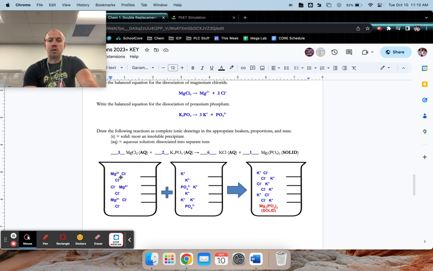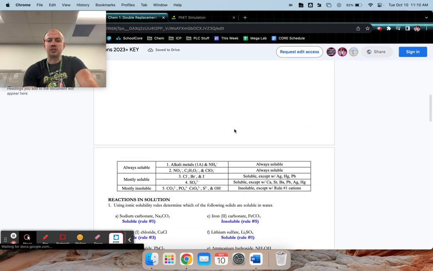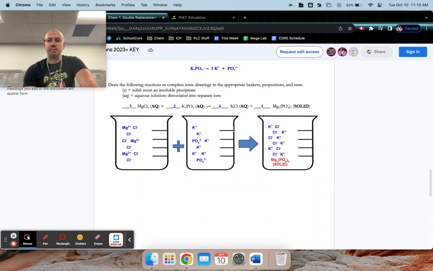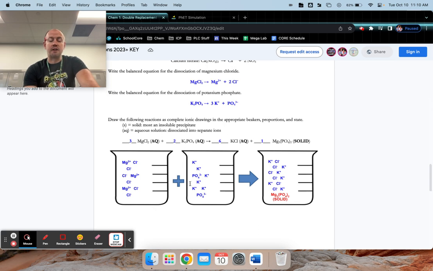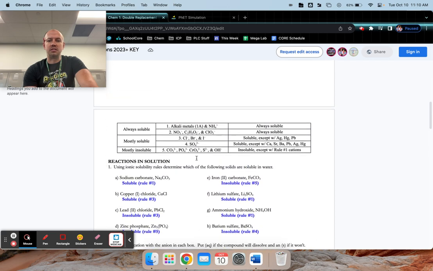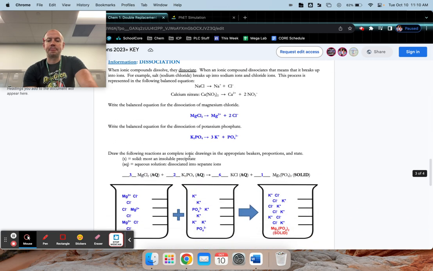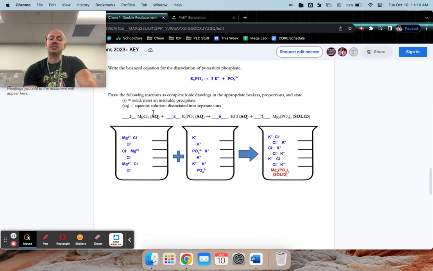I have 1, 2, 3, 4, 5, 6 chlorides floating around, which corresponds to these 6 chlorides. And then we can do the same with our potassiums or our phosphates. When something was a solid, the thing that was the solid was the magnesium and the phosphate. We would need to use our solubility rules to recognize that. But that formed a solid, and these were labeled as aq, aq, aq because they are soluble.